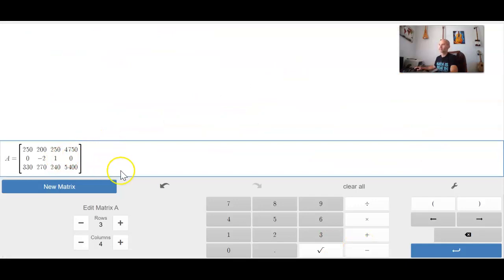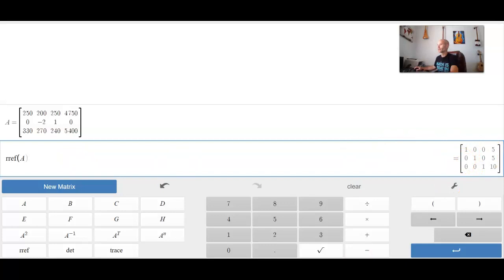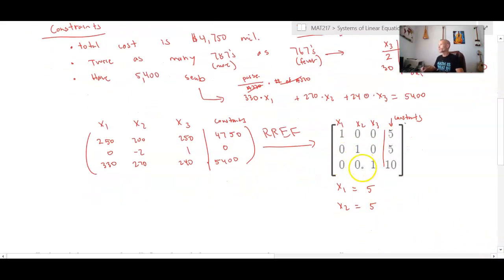Here I've defined that matrix in a calculator. Now we'll do the reduced row echelon form. This matrix is called A. And so we get this result over here. Now that we have that, we can see that x1 is equal to 5. Again, reading the equation off, we have x1, x2, x3, and our constants. x1 is equal to 5, x2 is equal to, that's this row, 0x1 plus 1x2 plus 0x3 equals 5, and 0x1 plus 0x2 plus 1x3 equals 10.